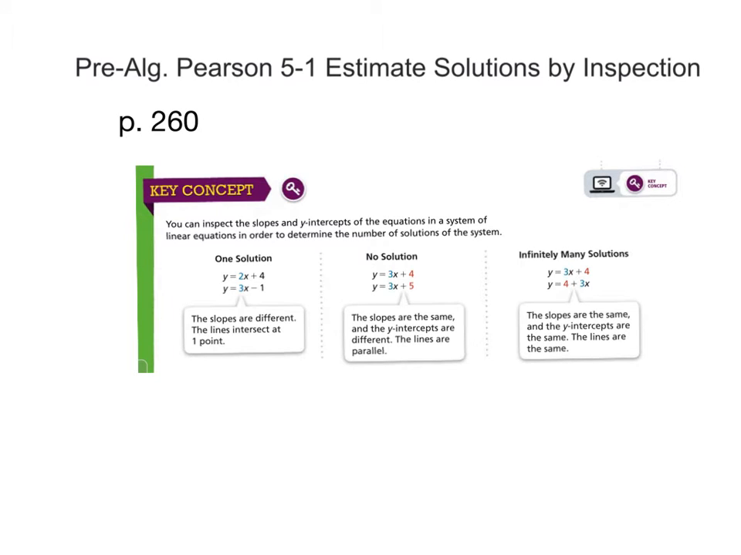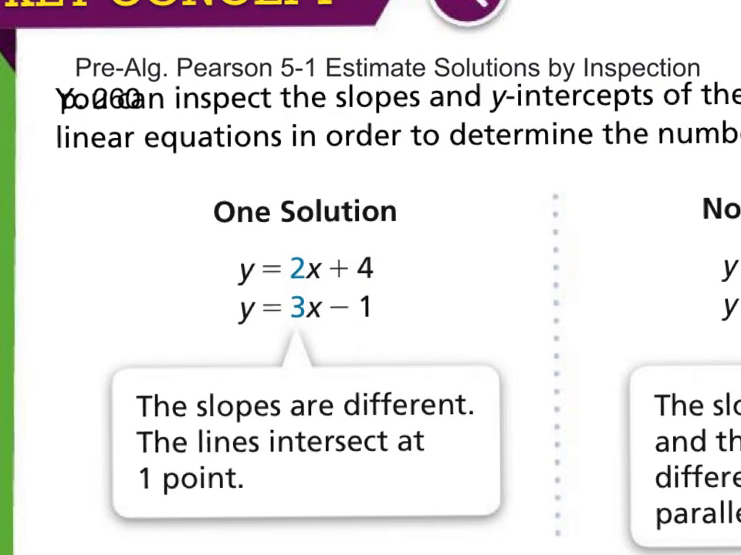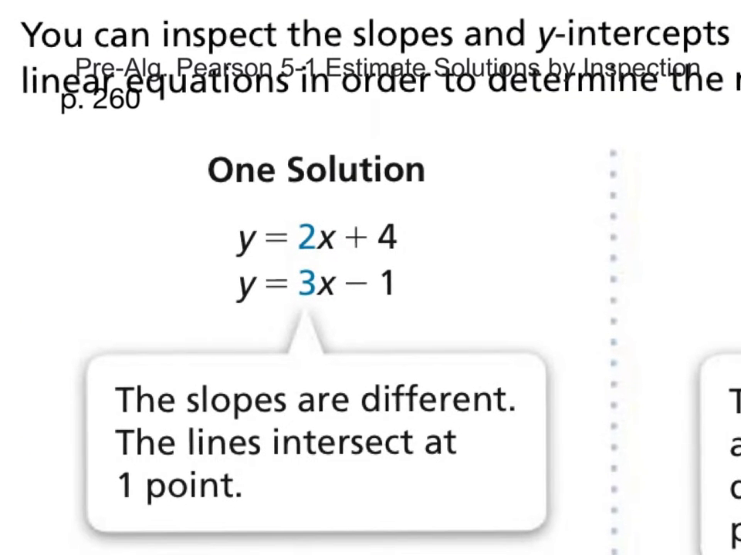Continuing lesson 5.1 on estimating solutions by inspection. If you look on page 260 at the key concept, we can look first at slopes and then y-intercepts to figure out how many solutions we have. So this actually is the most common case that we normally would have, I would say, is one solution.